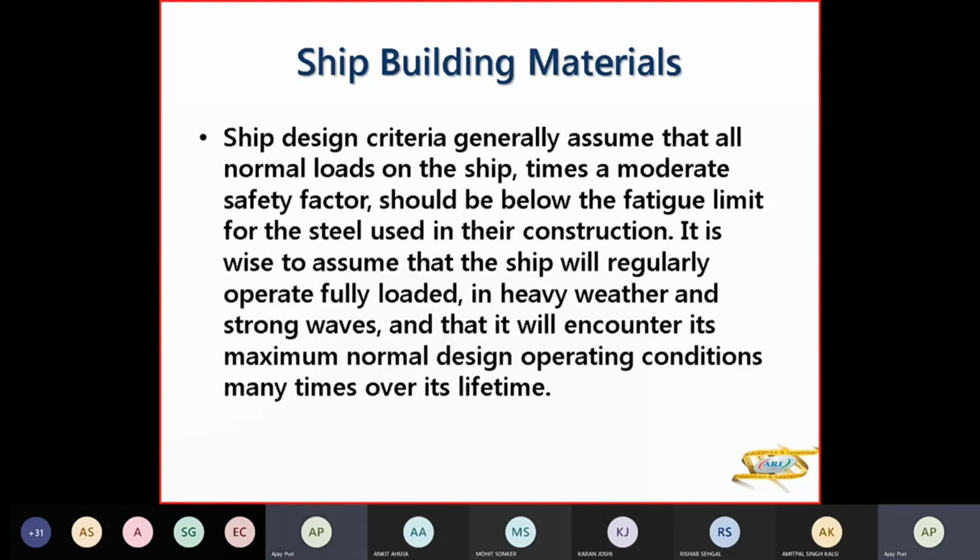So ship's design criteria generally assume that all normal loads on the ship times a moderate safety factor should be below your fatigue limit. And it is wise to assume that the ship will be regularly operating fully loaded in heavy weather and strong waves, and it will encounter the maximum normal design operating conditions many times over its lifetime.